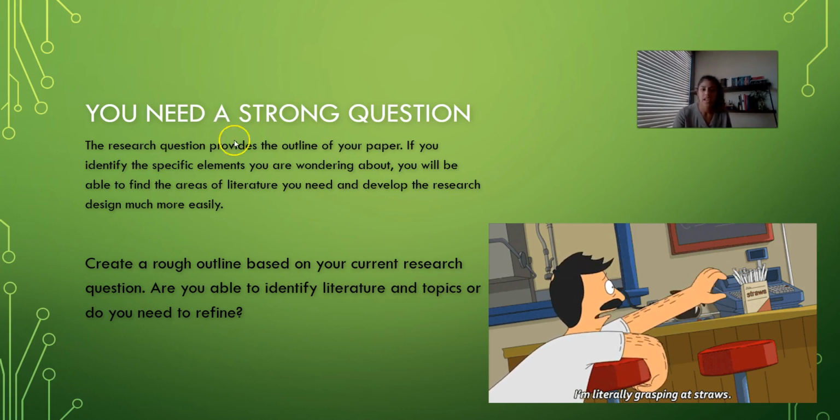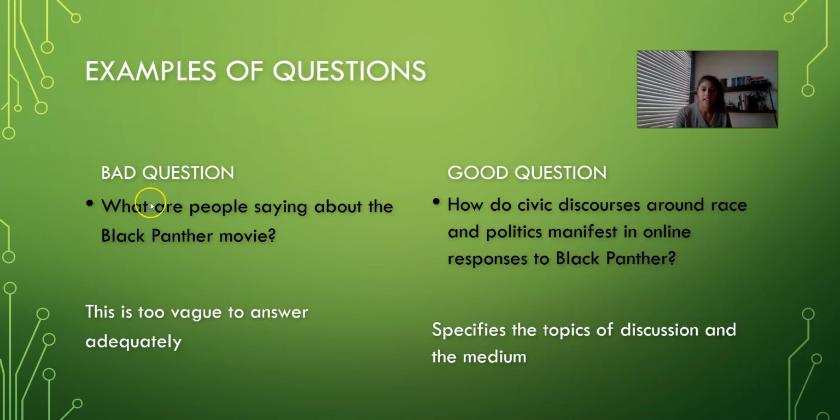So the research question, again, it honestly provides that outline for your paper, right? So if this was just the outline for my paper, like, what are people saying of Black Panther? That doesn't give me any direction of the literature that I need to review. It doesn't help me figure out the organization. Whereas a question like this, now I know I need to do some literature review on civic discourses. I need to find out how people traditionally talk about race and politics. I need to learn about and talk about online responses, right? So now I have an actual outline going.